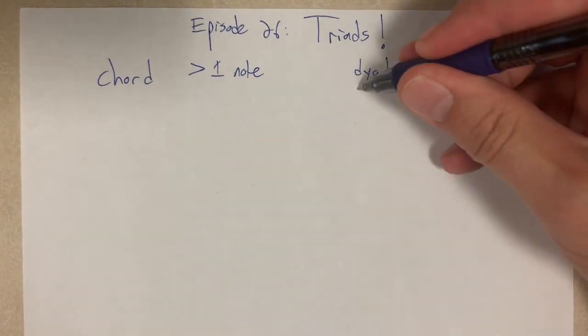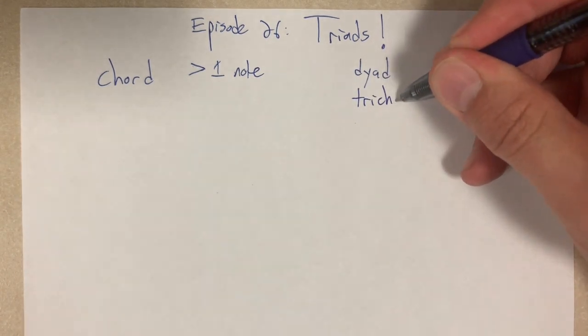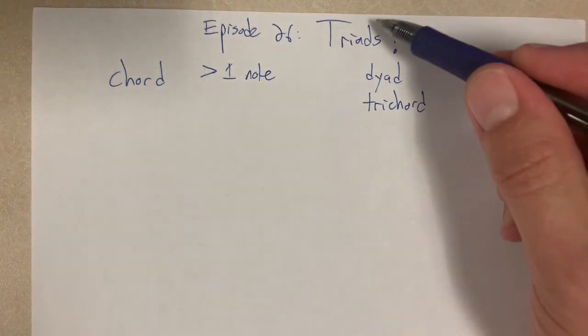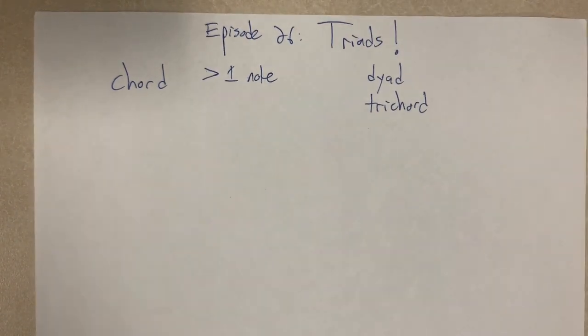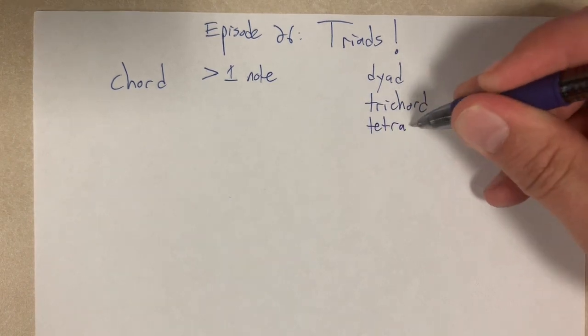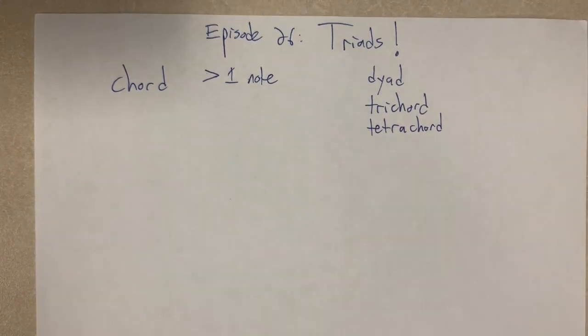And then the generic word for a chord with three notes is trichord. Triads are a specific, special kind of trichord, so we'll get back to that. And then we have all these other cool names that sound way cooler than they are. Tetrachord.